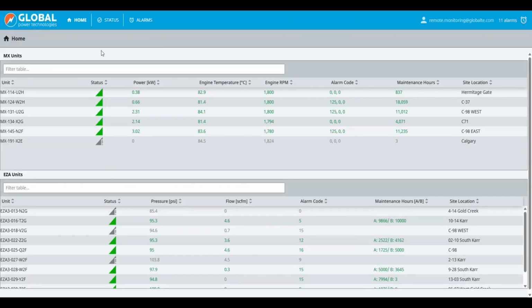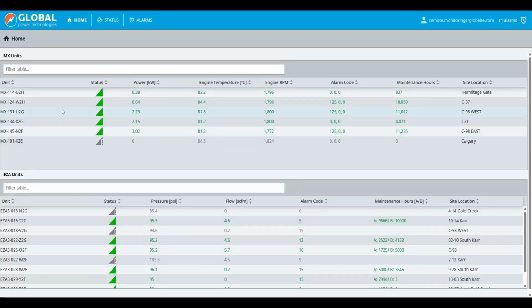Once you log on, the first thing you see is a glance of all the units that you have, like how I'm showing here. For the MX, you see that this unit is online, how much power is produced, what the engine parameters are, the temperature, the RPM, whether there is any alarm on that unit, what the maintenance hours are, and the site location where the unit is located. Same as the Easy Air: whether the unit is online, pressure and flow, alarm, maintenance hours, and location.